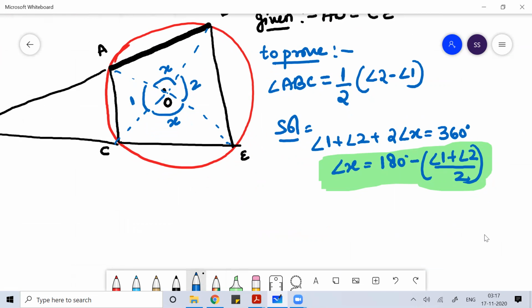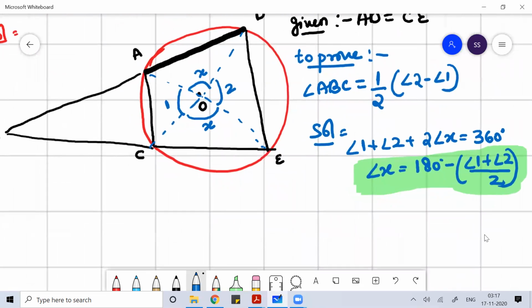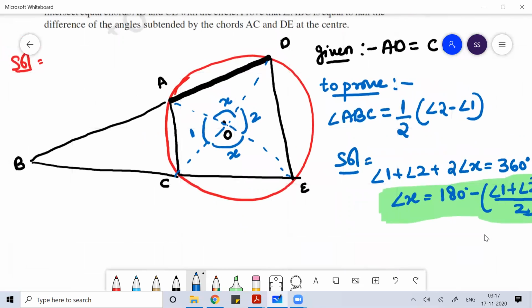Then what else can I say? Now you know that O is the center, so OA will be equal to OD. If this is y, this will also be y. That would be an isosceles triangle. If this is m, this will also be m, because OC will be equal to OE, being radii. OA will be equal to OD because of the radius.